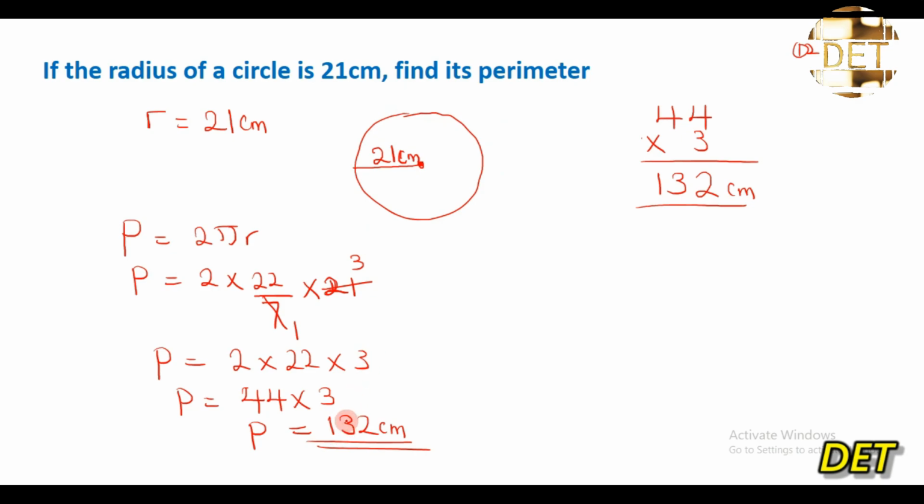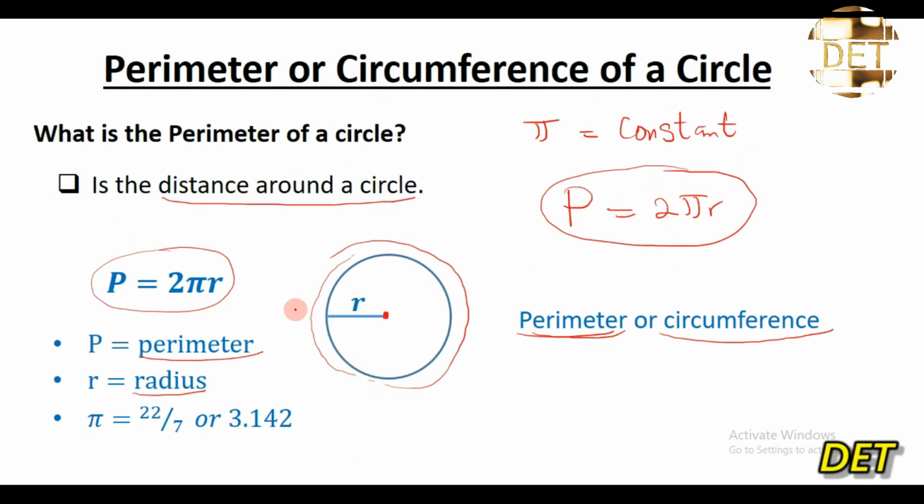So that's all for today's lesson. So like I said, perimeter of a circle is the distance around the circle, and the formula is what? P is equal to 2 pi r. Your P is your perimeter, also known as the circumference of the circle. Then your r here is the radius of the circle, and pi is a constant. Pi is a constant because it has a value that does not change, and the value is 22 all over 7, or 3.142, right? So that will be all for this lesson. Thank you very much for listening.